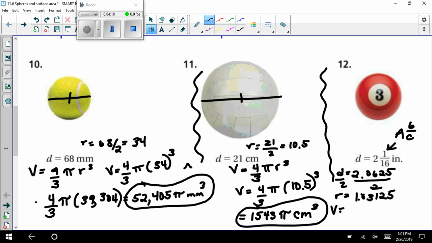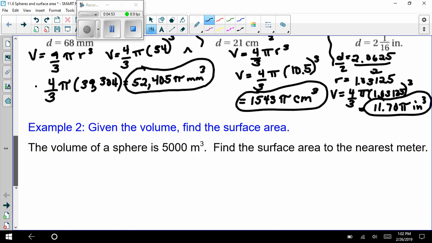Okay, so I'm running out of room here. Let's see, I've got volume is equal to 4/3 pi 1.03125 cubed. If I put that all into my calculator, it ends up, and I think I rounded to the hundredth spot, 11.70 pi. And here it was inches cubed. All right, so that is the volume of that billiard ball. All right, let's see if they give us something different.